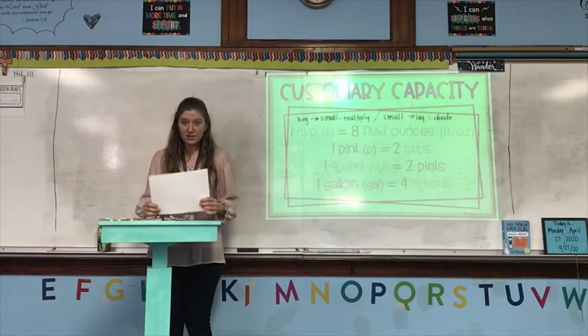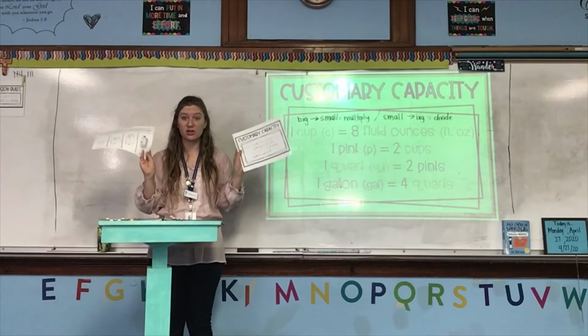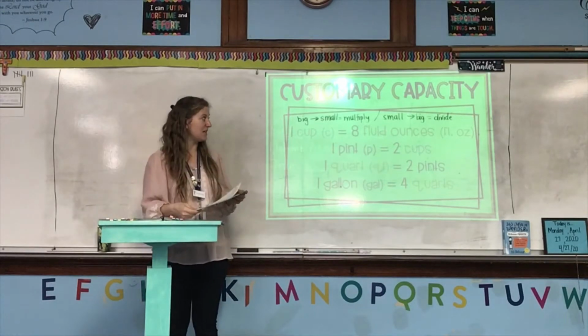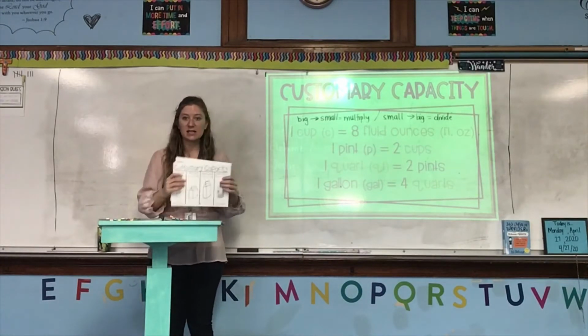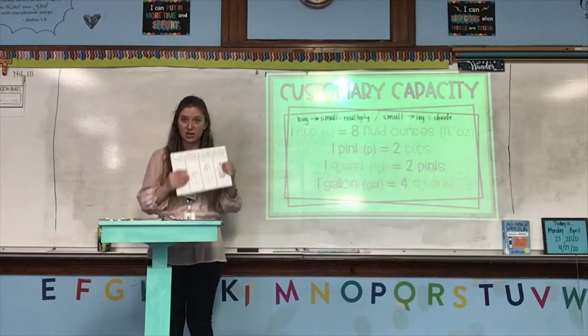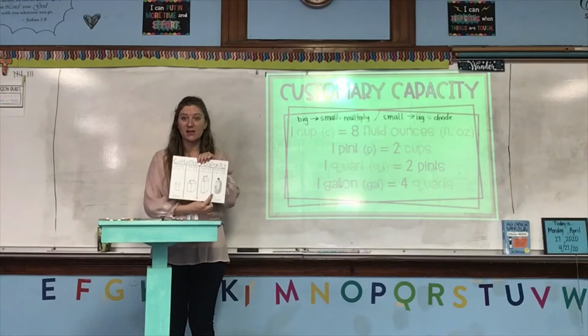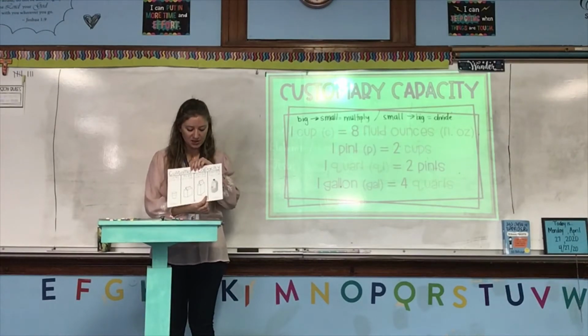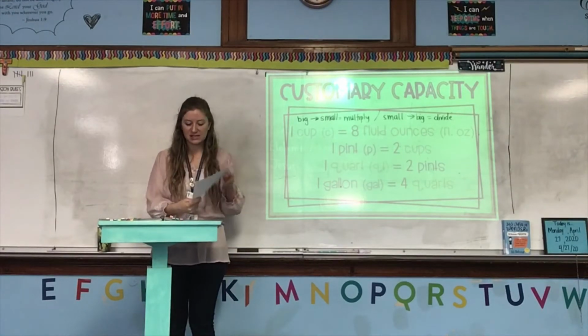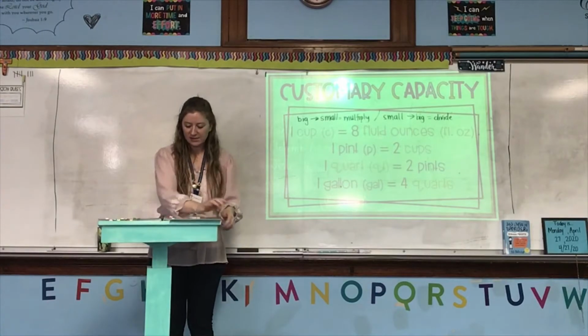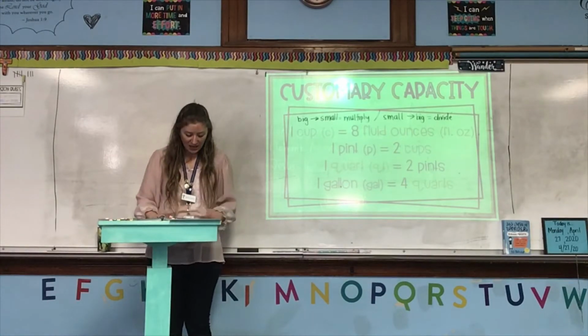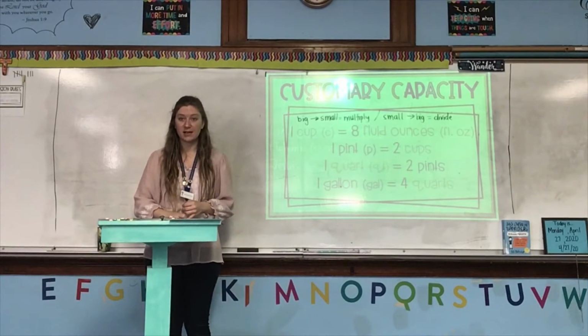Okay, so go ahead, keep both of these anchor charts out, the customary capacity conversion chart and the customary capacity example chart, because you will need them. Because when you're converting, you need to see which one is on the right, which means that it is larger, and which one is on the left, which means that it is smaller. Okay, so go ahead, get your book out, and open to page 715.